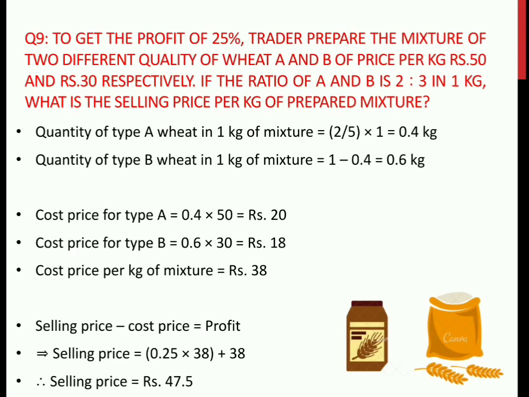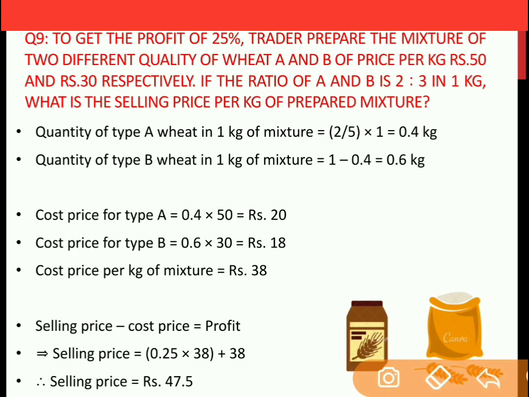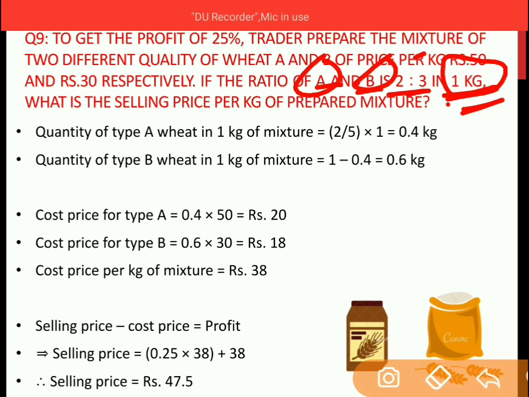Understood? So in this problem, first of all, we found the amount of wheat A and B in this 1 kg. The quantity is given. Whenever the quantity and ratio are given, here the quantity is 1 kg of the mixture and the ratio of the mixture is also given, then the very first thing you need to do is find the quantity of wheat A and the quantity of wheat B in the mixture. Once the quantity is known, the cost price is also given in the question. The cost price of wheat A is 50 rupees per kg and in the mixture it is 0.4 kg.